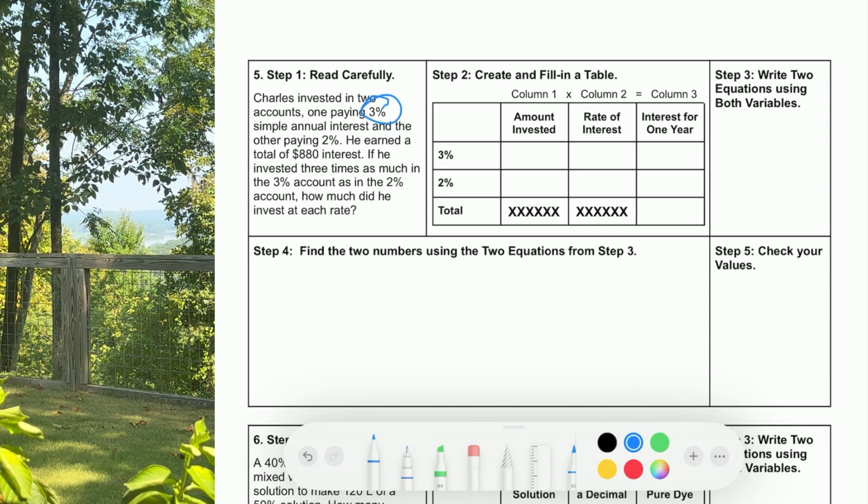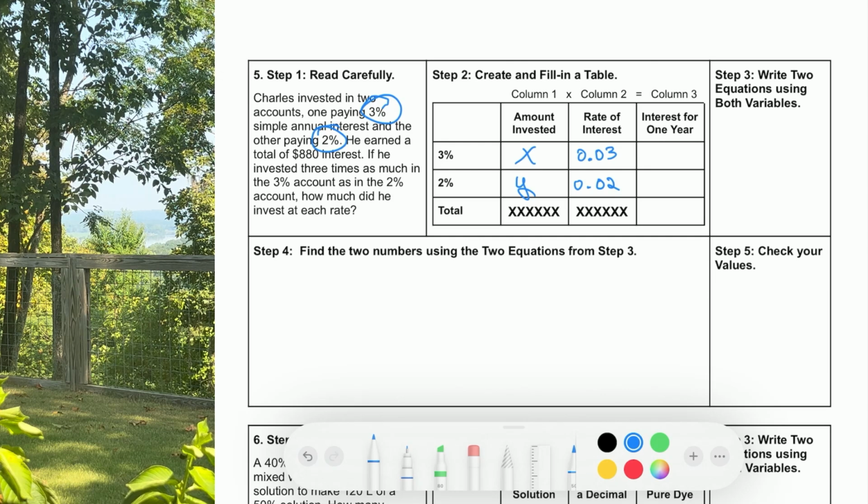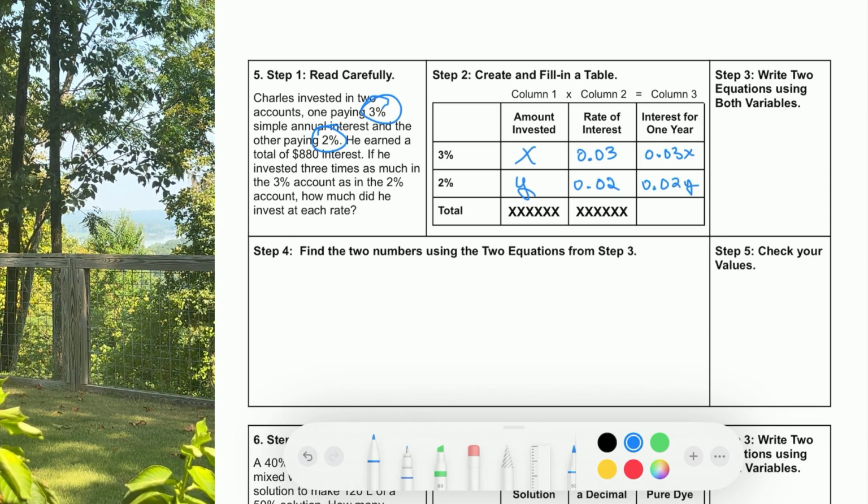All right, so the first thing we need to do is label our 2 items, which are 3% and 2%. These were the 2 interests that he used. So 3%, I'm going to label x, and 2% is y. I need to change my percents into decimals to be able to work with them. So that's going to become 0.03 because we have to move that percent 2 times, and then 0.02. To get my third column, I need to multiply those. So I get 0.03x and 0.02y.